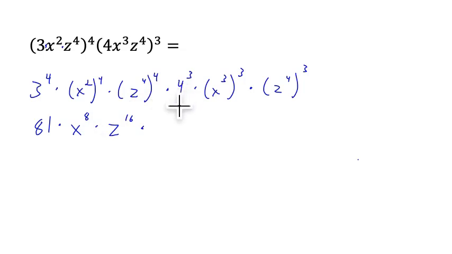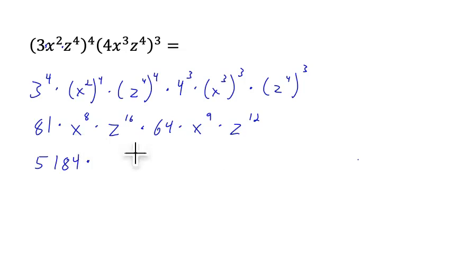4 to the 3rd power, that'll be 4 times 4 times 4, which is 64. X to the 3rd power raised to the 3rd power, so we multiply. And then z to the 4th raised to the 3rd power, multiply there again. All right, this is all multiplication, so we can do it in any order we want. So I'm going to multiply 81 times 64 on a calculator. And when we do that, we get 5,184.